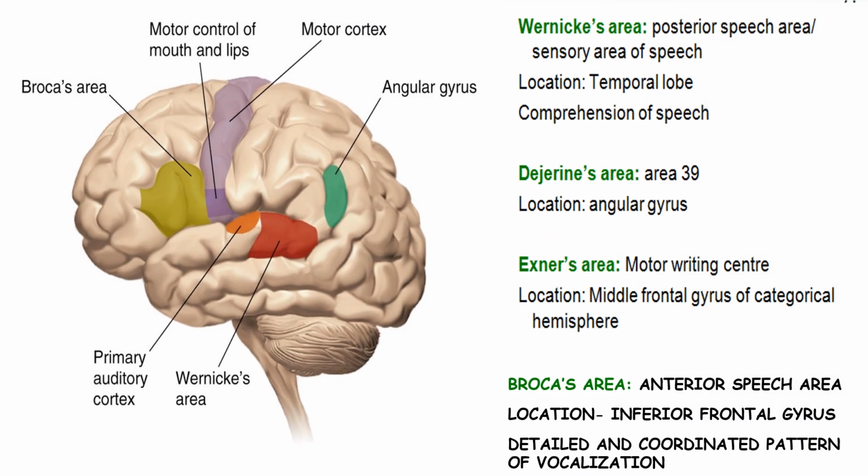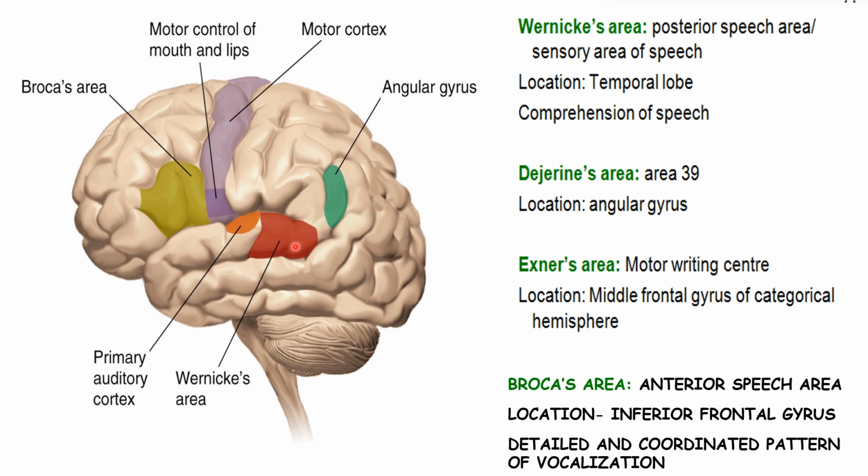So the speech areas: the Wernicke's area, where the auditory comprehension of spoken speech takes place, is in the posterior end of the superior temporal gyri. So this is the posterior speech area or the sensory area of speech.